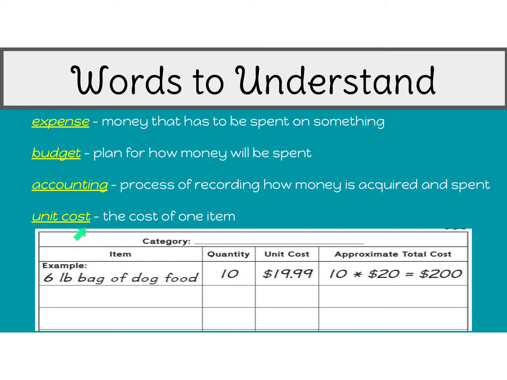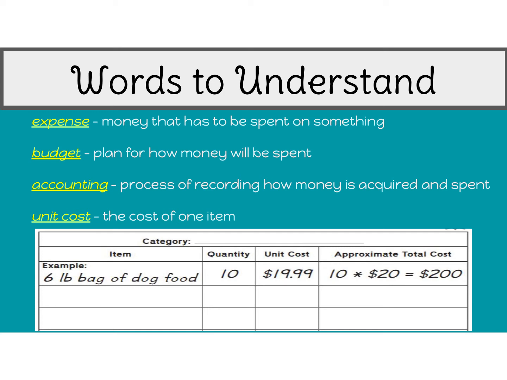And unit cost is going to come in handy because when you're planning for a shelter or planning to spend money the way that we're going to do today, you're going to want to know what the unit cost is. So sometimes when you buy things, there is a price per unit, or you get so many for a certain price. So that would be the unit cost.